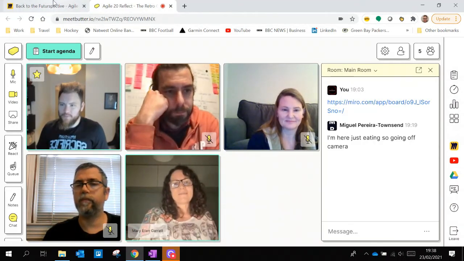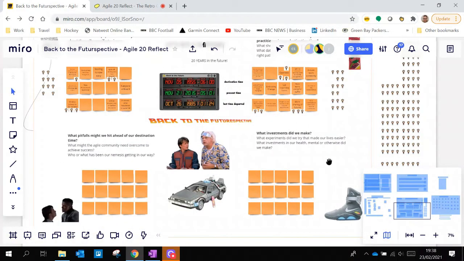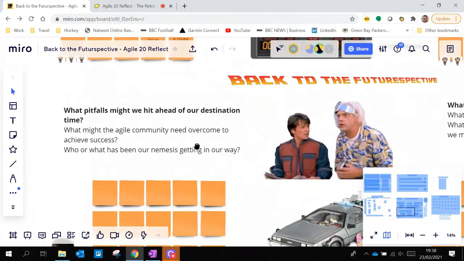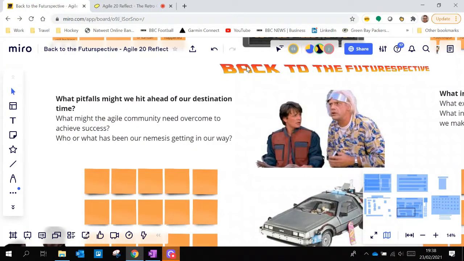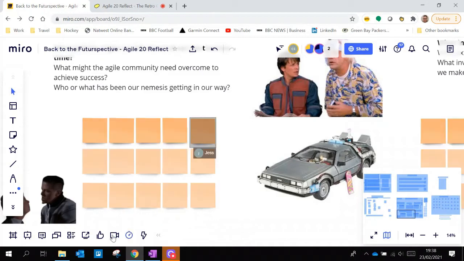Sure. All right, thanks for sharing, everyone. I'm conscious of time, so we've got a couple more questions to go through. If we go to the bottom left quadrant of this board now, we've got: what pitfalls might we hit ahead of our destination time? Again, 20 years in the future, what might the Agile community need to overcome to achieve success, and who or what might be the nemesis getting in our way, preventing it from happening? Again, time to think individually, and then we'll have a discussion about it.